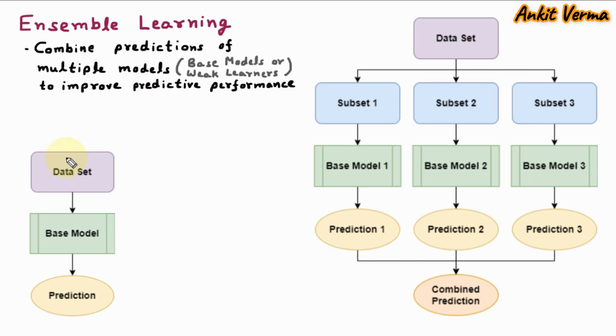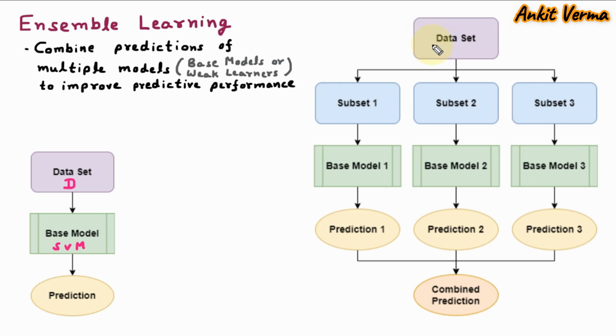In the normal machine learning process, we have the data set. Let us suppose I am giving the name D, which trains the model. This is the base model, like SVM or naive Bayes or decision tree, and that model does the prediction. This is the normal process of a machine learning model.